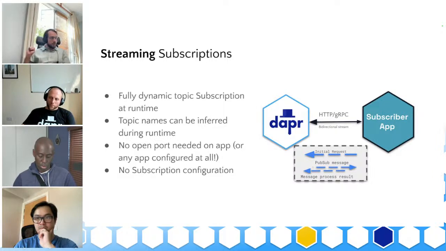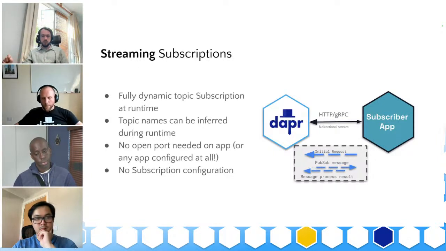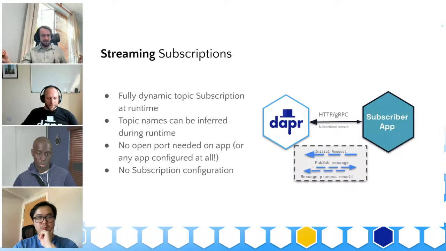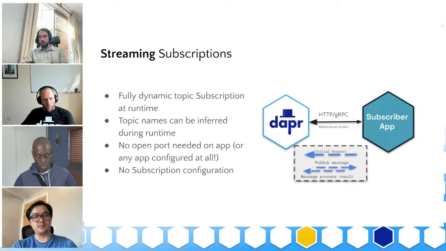The third bullet point here, I think, can be interesting for people, and that is the fact that you don't need to have an open port on your application at all. Similarly, you don't even need to define an application on Dapr whatsoever. If you're familiar with running the sidecar, particularly in self-hosted mode, or if you're running from the CLI, you'll know that you have to define your HTTP port or what protocol you're using, and how you're connecting to the app.